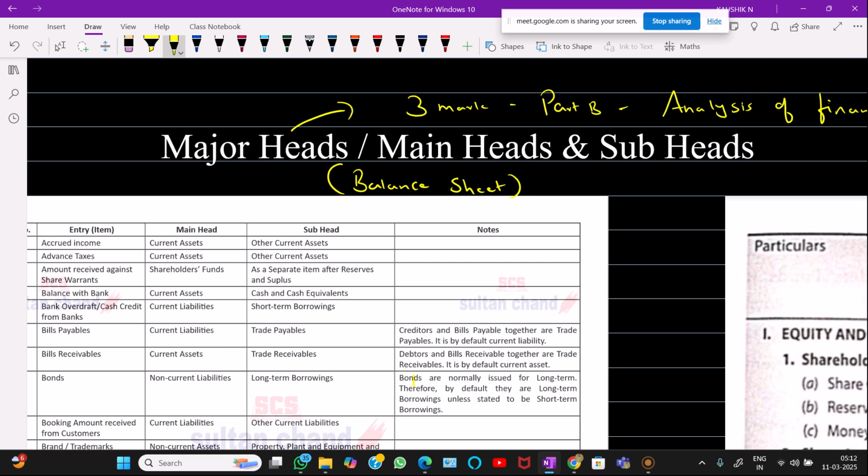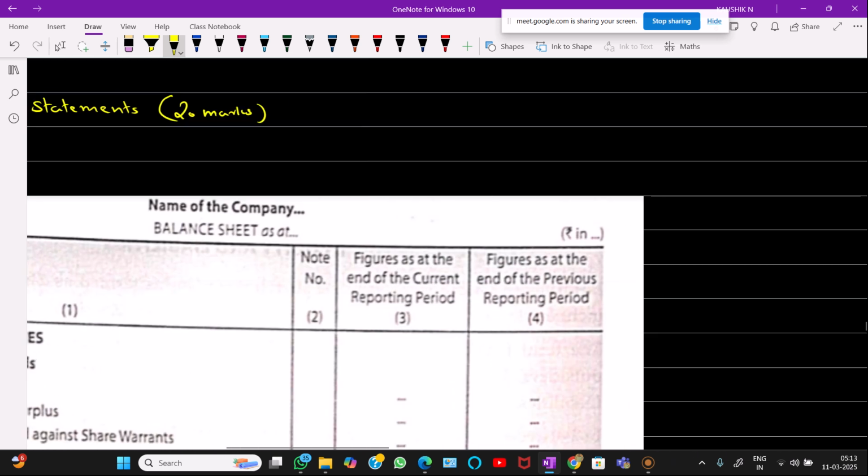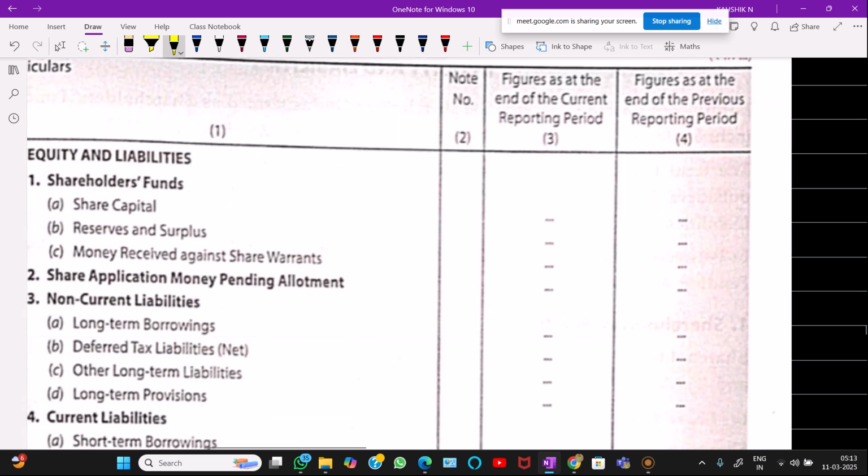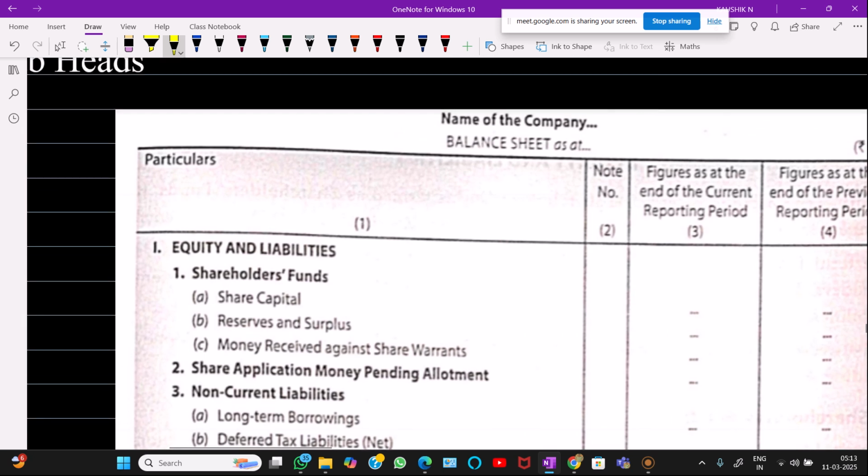You may ask me, won't the statement of profit and loss have any major head or subhead? Of course, it will also have major heads and subheads, but as per the syllabus, we have the major heads and subheads only pertaining to the balance sheet. So we are going to learn the major heads and the subheads of the balance sheet. Already we have seen how a company's balance sheet will be. Here is an example.